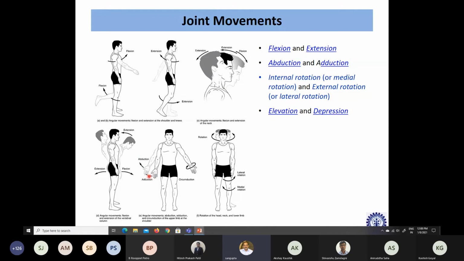But abduction, adduction is you're raising your arm, but in a different plane. So if you look from the front, you can raise your arm and hold it at a 90-degree position, and that is 90-degree abduction. You can actually put your arm straight up beside your head, and that is 180-degree abduction. If you lower your arm, then it is the opposite, that is called adduction.